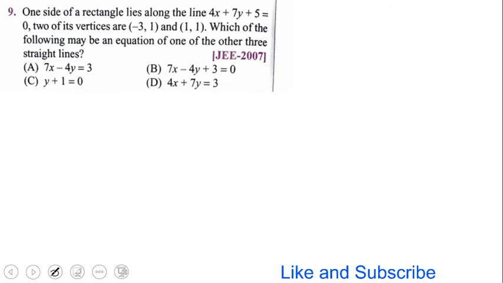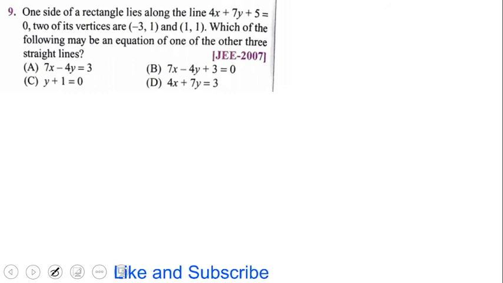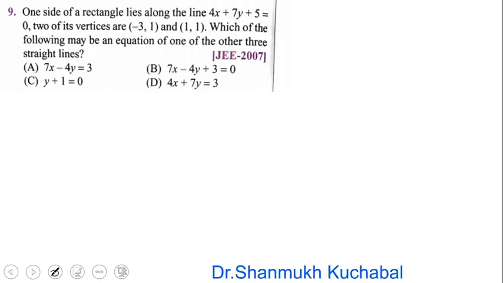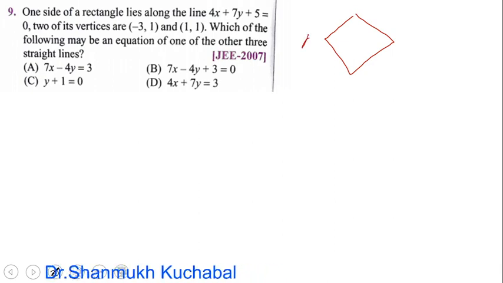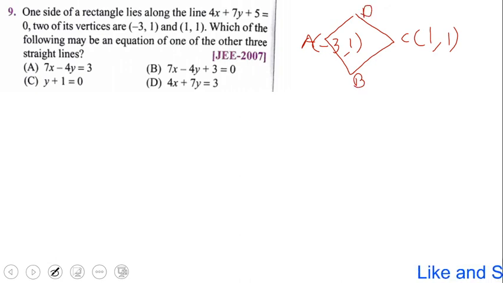Okay, we'll move to our next example. The question is: one side of a rectangle lies along the line 4x plus 7y plus 5 equal to 0. Two of its vertices are given, so which of the following may be the equation of the other three straight lines here. The diagrammatic representation is like this. This is a quadrilateral. This A has coordinates minus 3, 1. C has coordinates 1 comma 1. Remaining are B and D here, like this.